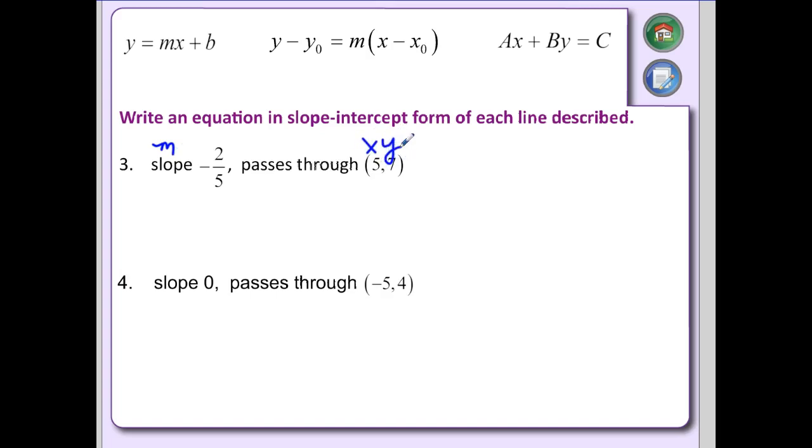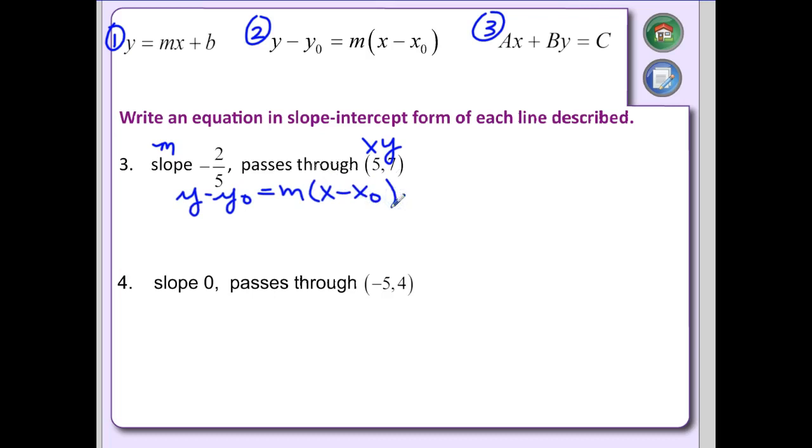So are we going to use door number 1? Are we going to use door number 2? Are we going to use door number 3? That's right, we're back to door number 2. We're going to use slope-intercept form. y minus y prime equals m times x minus x prime.